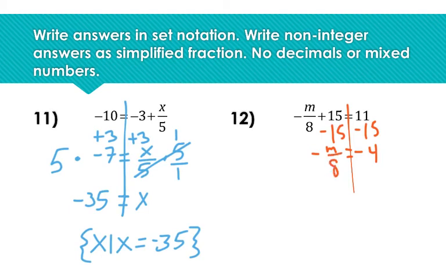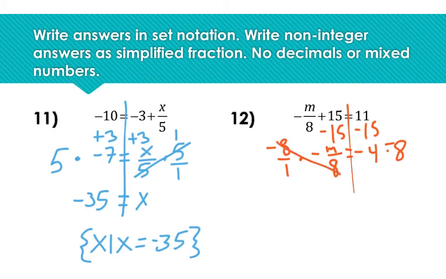And now we're going to multiply by our least common denominator. In this case, that would be 8. So we're going to multiply by 8 over 1, or 8. But notice that m also has a negative. So we're actually going to multiply by negative 8 so that we can eliminate the negative sign and make it positive. Negative times negative is positive.